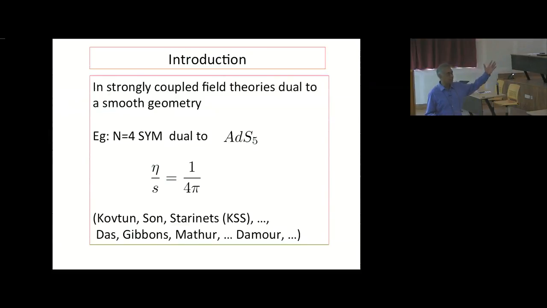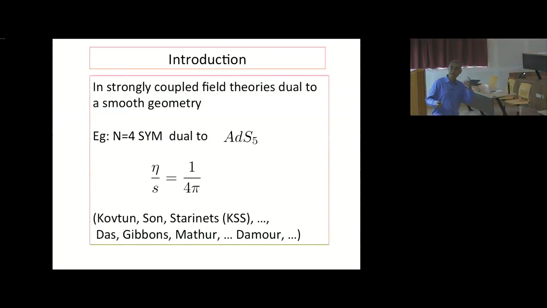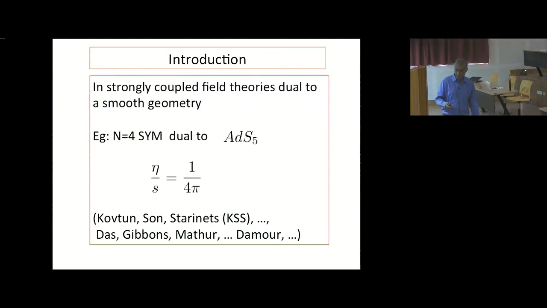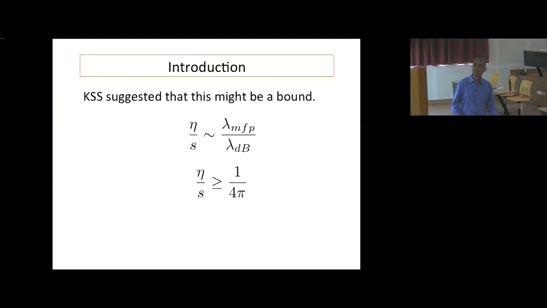Actually it goes back earlier, as you all know, to a very nice paper by Sumit Das, Gary Gibbons, and Samir Mathur, who showed there was a universality to the black hole absorption cross-section, which essentially, when you convert it into modern day parlance, is this result. There was also earlier work on the membrane paradigm and so on. But anyway, it really was brought to light by this work of Son and collaborators. And in fact, KSS suggested that this might be a bound, as to how small the viscosity could become.